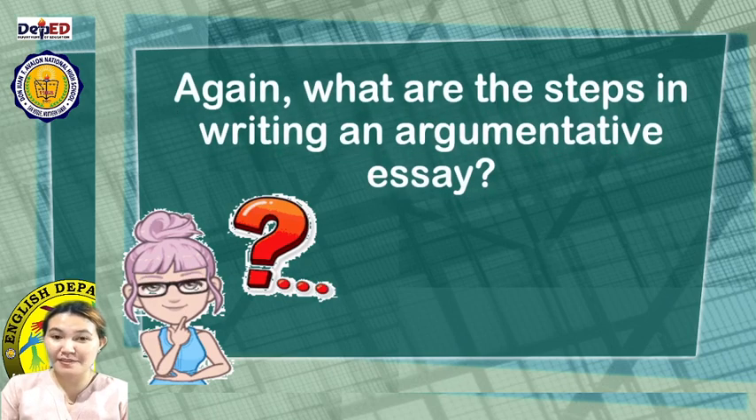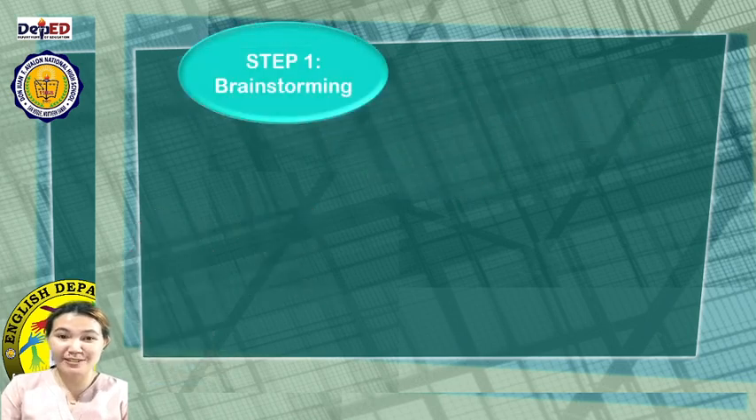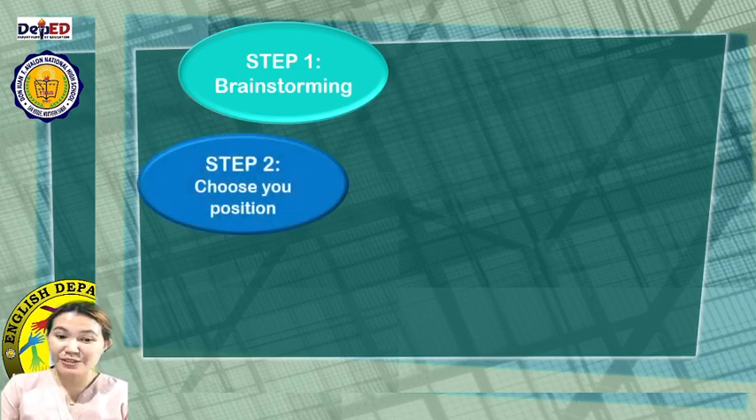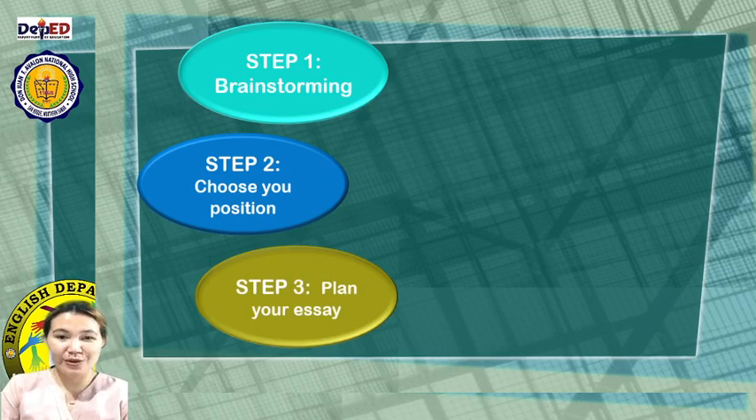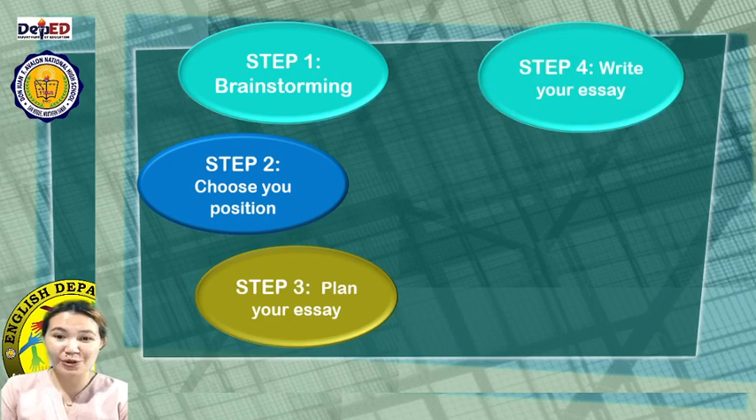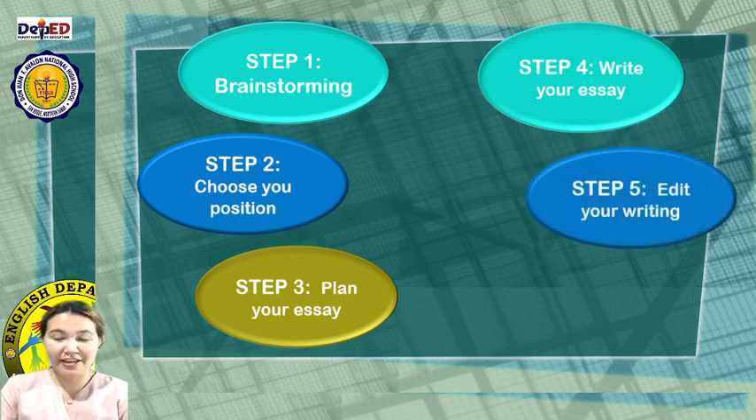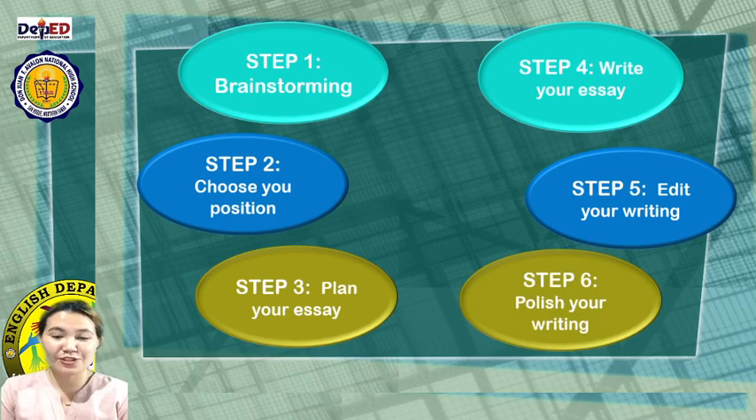Again, what are the steps in writing an argumentative essay? First is brainstorming, where you collect all the data and try to evaluate them. Second, choose your position. After brainstorming, you're going to select your position. It could be your stand. Step 3, plan your essay. 4, write your essay. 5, edit your writing. 6, polish your writing as the final copy of your essay.